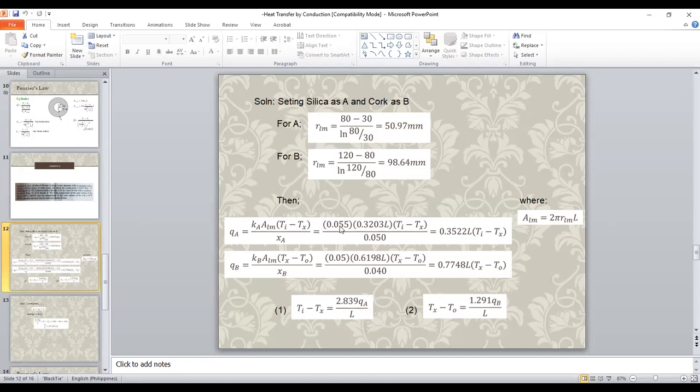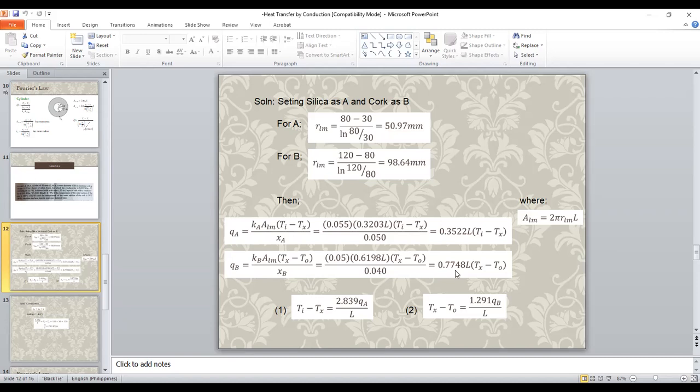Okay, you have everything substituted: the thermal conductivity of silica, the value of the log mean area based on the log mean radius, and you have T sub I minus T sub X. And then you have for B the same thing, but you change the thickness. These are the thickness of the material. You change also the conductivity, and you change also the log mean area based on the log mean radius for material B. So it's patterned in the same manner as you have determined your Q sub A. So your Q sub B, you just change the given. So you have T sub X, T sub I, and T sub O.